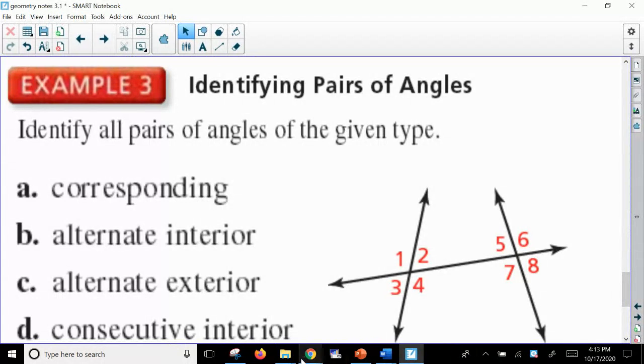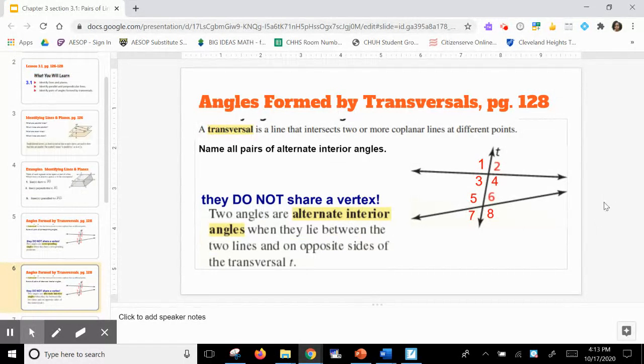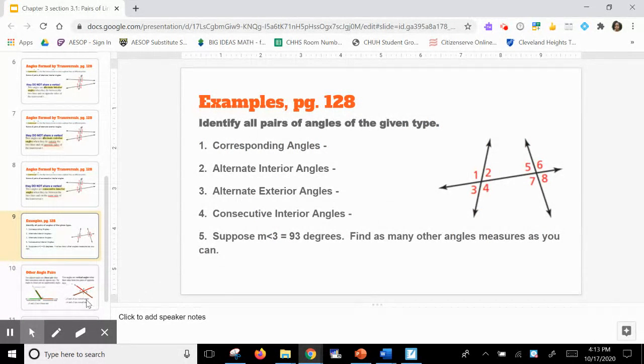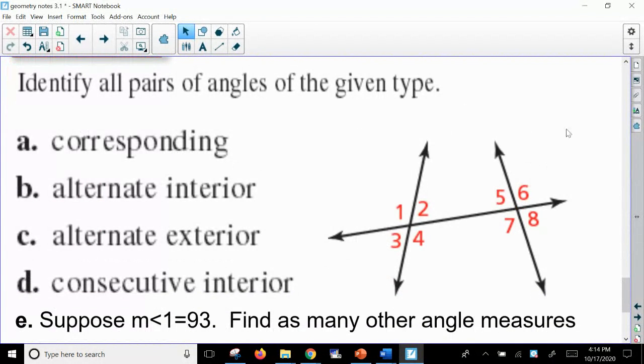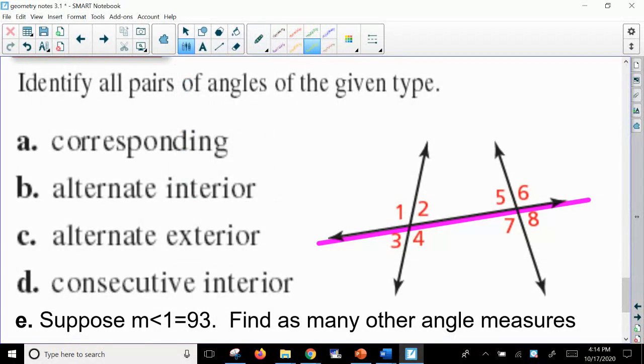So let's see how you do with identifying different types of angles. So let's see, you should be on, what slide are we on now? This is slide 9. Okay, so the first thing I like to do is I identify my transversal. So here's my transversal here. And then the interior, I'm going to color that in. So my two lines are here and here. So that means all of this yellow part is the interior.